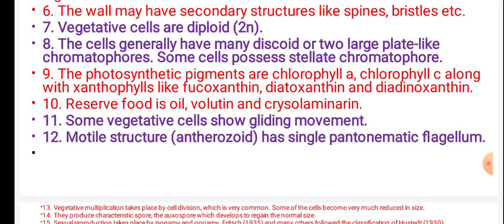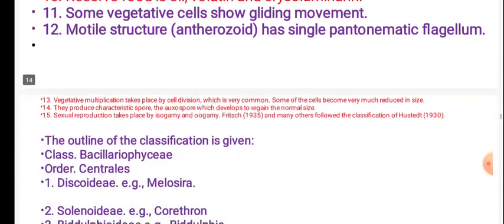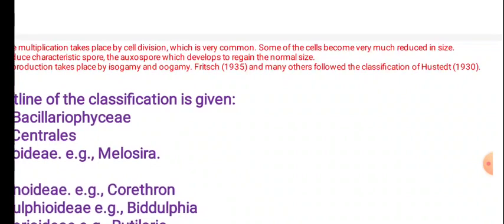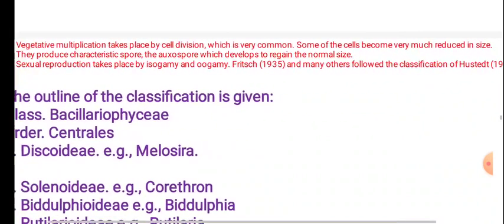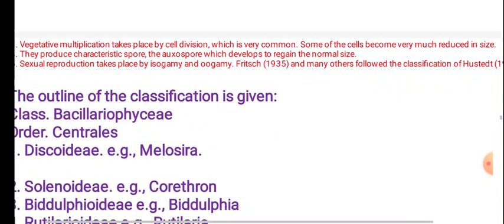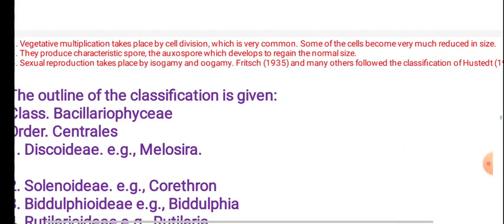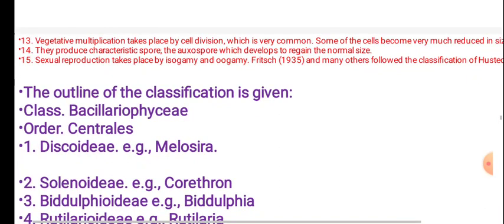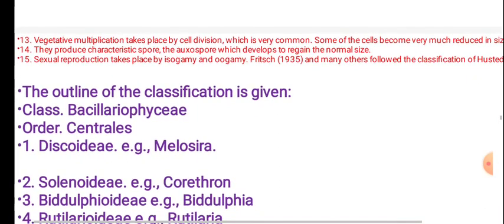Some vegetative cells show gliding movement and motile structure. In the antherozoid there is a single pinnate flagellum. So these are some characteristics of this group. Vegetative multiplication takes place by cell division, and some cells reduce in size, due to which they produce characteristic spores, which develop to regain the normal size.